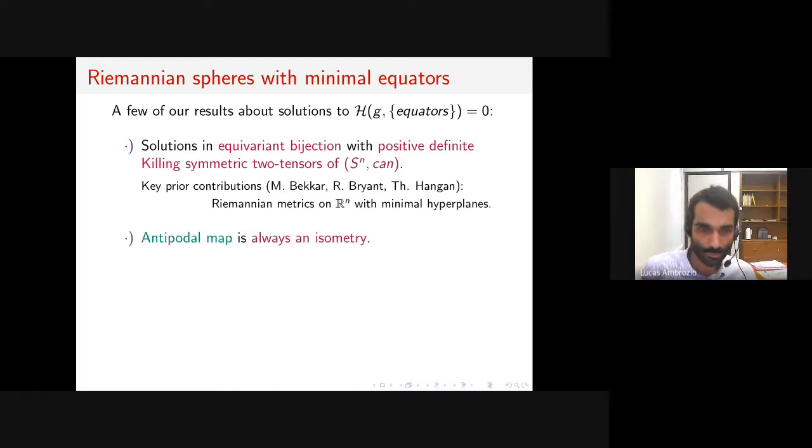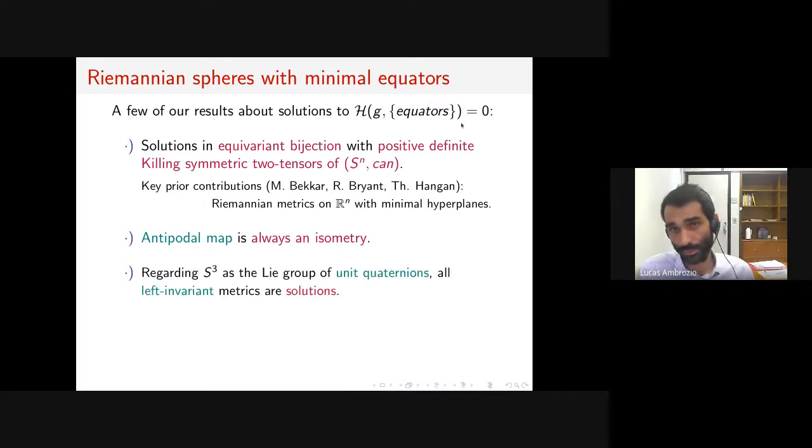Looking at the classification of Killing symmetric two tensors, it's easy to check that the pullback of a Killing symmetric two tensor by the antipodal map gives the same Killing tensor, so A star of K equals K. And since the bijection is equivalent, this means that the antipodal map will also fix the metric. In other words, the antipodal map is always an isometry of such a metric that makes the equator minimal. So you can think of those metrics as going down to RP^n, as metrics where the RP^(n-1) are also minimal.